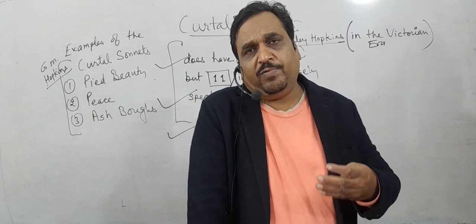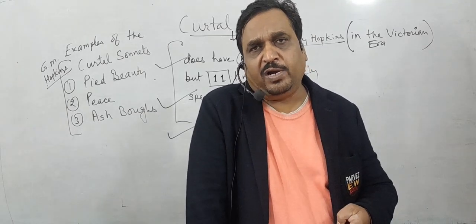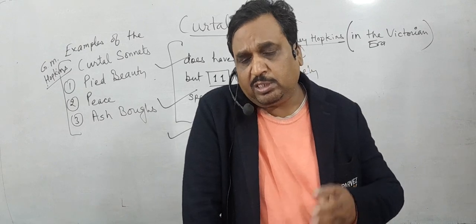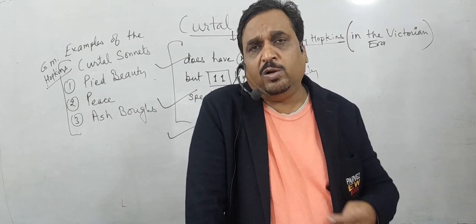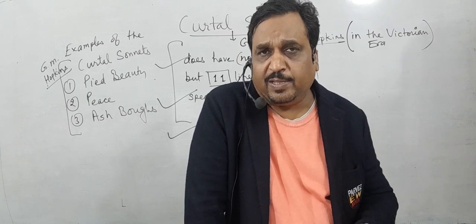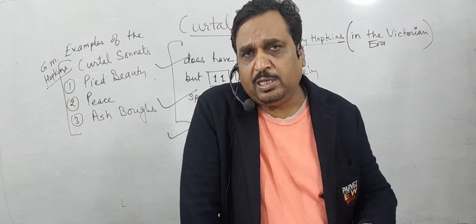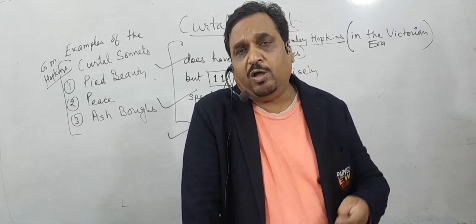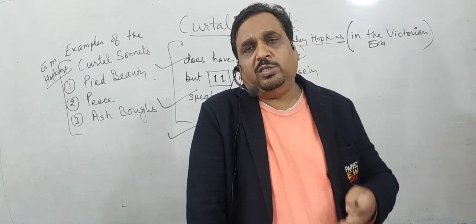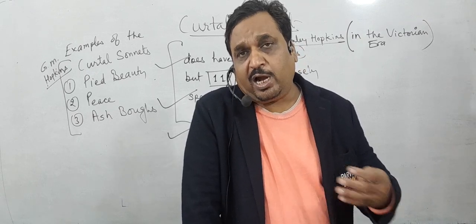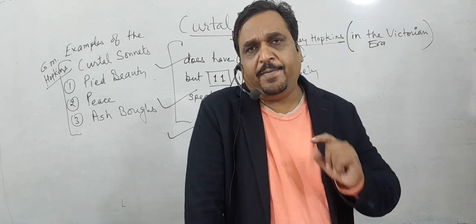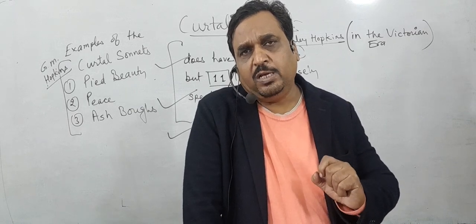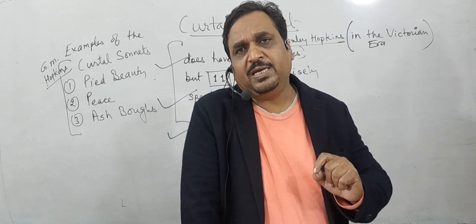And we saw the important examples of curtal sonnets that may be asked in every sort of competitive examination. Even if the question is not asked, you are as free as a bird to write your information in college examinations, because they are always subjective papers, and in subjective papers a student is free to reflect his own knowledge. So you may mention it on your own in the examination. The examples of curtal sonnets are from Gerard Manley Hopkins. The first sonnet is Pied Beauty. The second curtal sonnet is Peace, and the third is Ash Buffs. These three curtal sonnets are from Hopkins in the Victorian age.